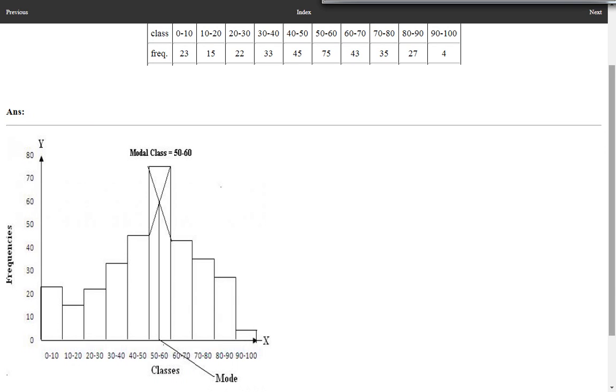To identify the modal class, we have to find the class which has the highest frequency. You can observe that the modal class 50 to 60 has the highest frequency. So the modal class is 50 to 60 and it has the highest frequency, which is 75.